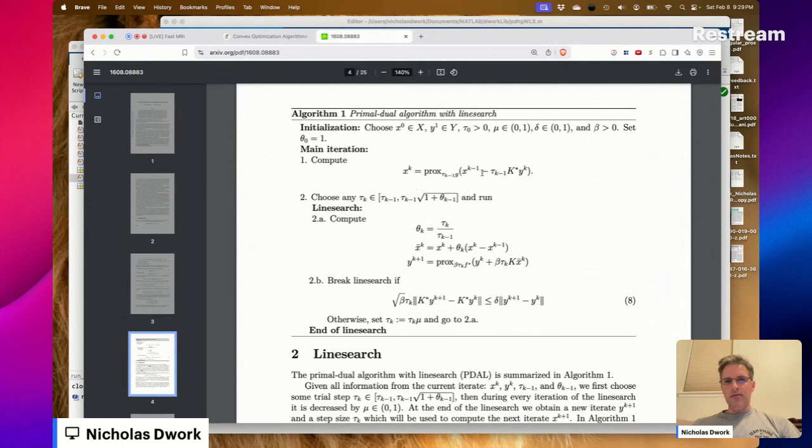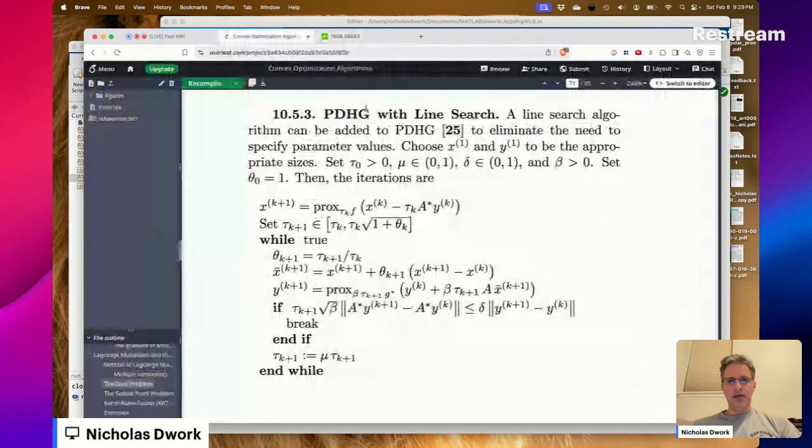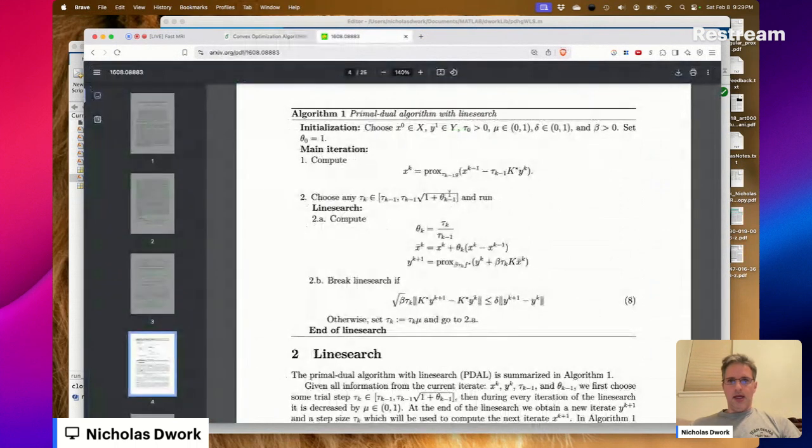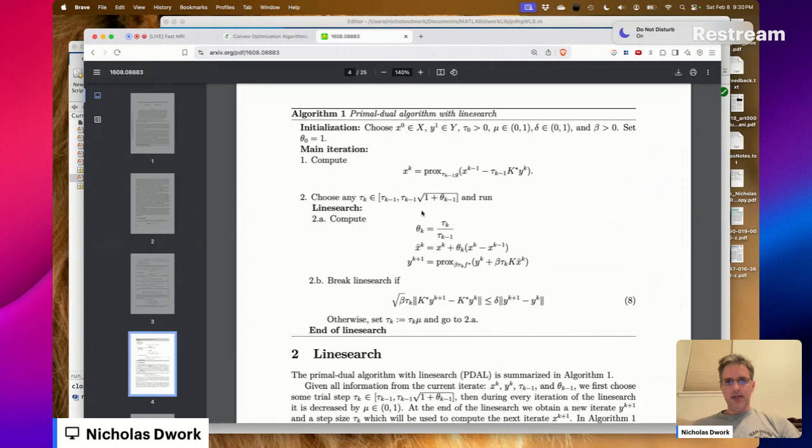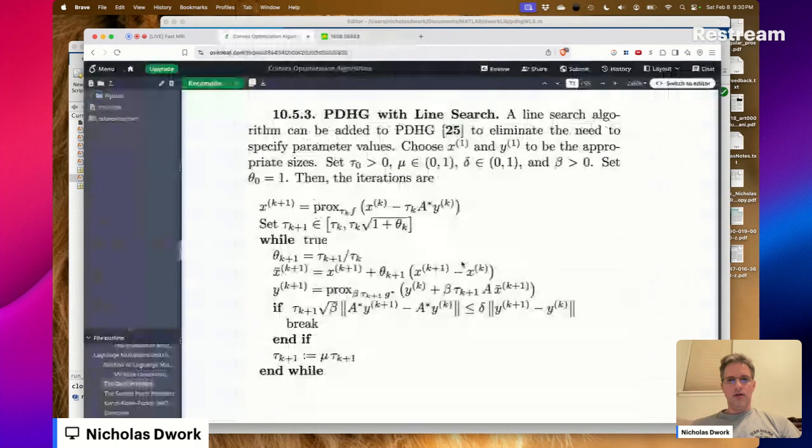Compute x of k minus 1 minus tau of k times K star y. I guess we're now just comparing between here and here. x of k minus tau k K star y. Okay. Prox tau k minus 1 of g. So they're calling it g and h or something? No, g and f. Huh.